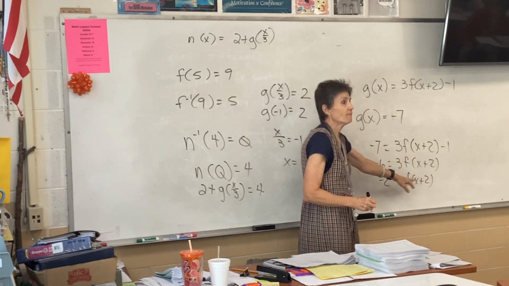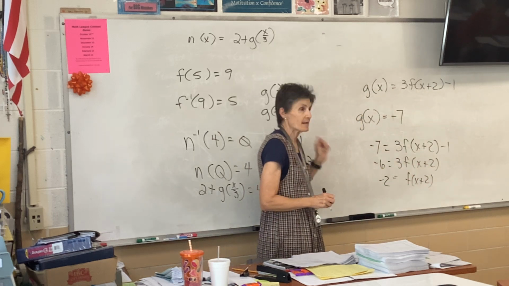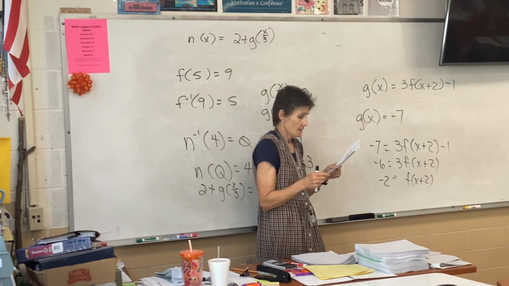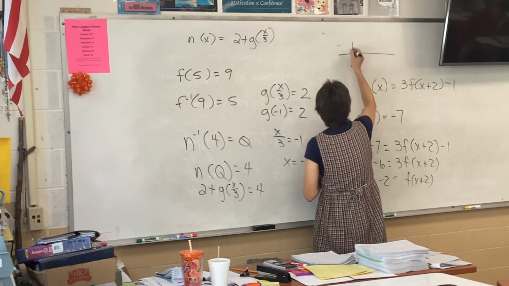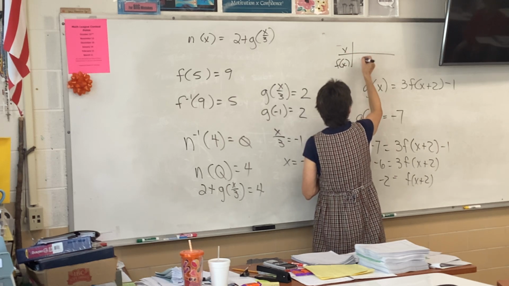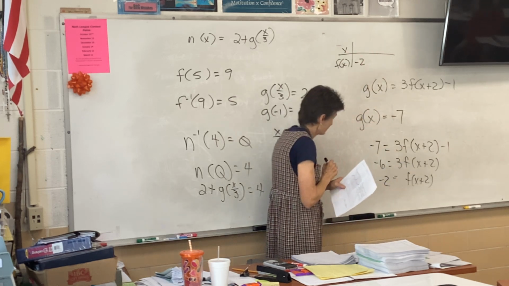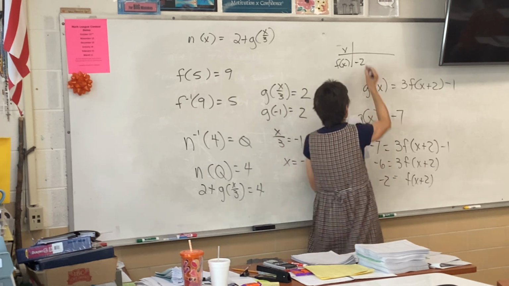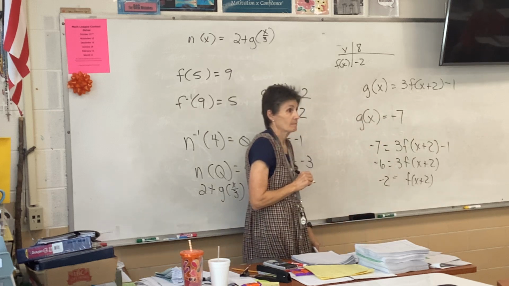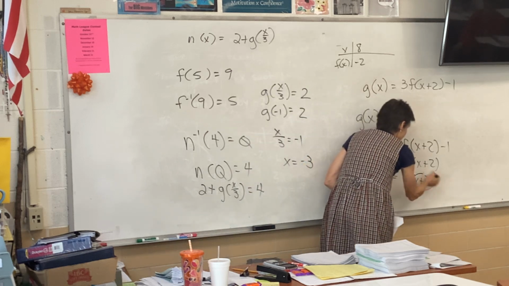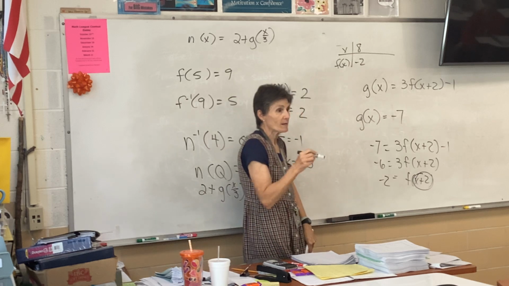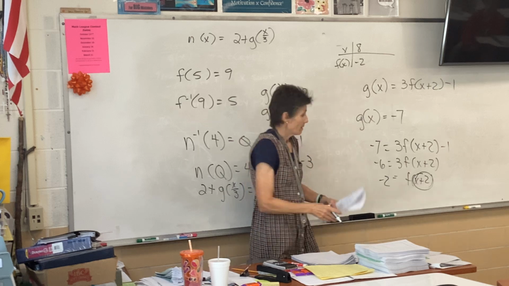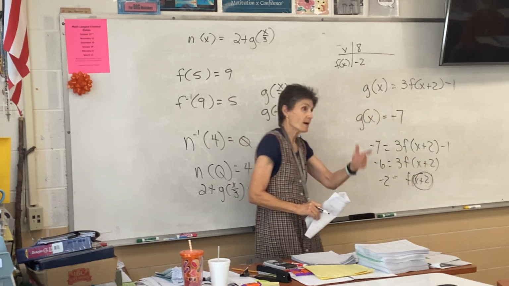And this says f of something is negative 2. So I look at my table, right? And in the table, I'm gonna have x values and f of x values, and I want this to be negative 2. All right, so I'm looking at my table, and that's negative 2 when x is 8. So that means this has to be 8. The only way you can get negative 2 is if you find f of 8. x plus 2 is 8, so x has to be 6.